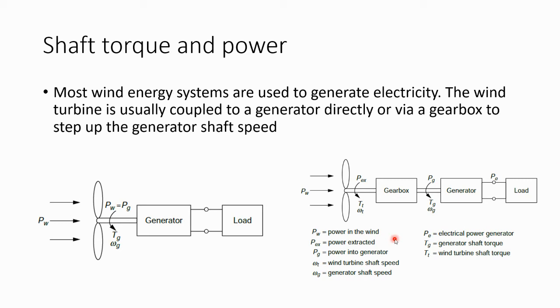Okay, so here are some definitions of the variables. PW is the power in the wind, that is what we know. PX is the extractable power from the wind turbine. PG is the power entering your generator. WT is the wind turbine rotational speed. WG is the generator rotational speed, the shaft. Omega represents the rotational speed. So WT is the rotational speed of the wind turbine shaft. WG is the rotational speed of the generator shaft. And PE is the power of the electricity that is generated by the generator. TG is the torque of the generator shaft. And TT is the torque of the wind turbine shaft.